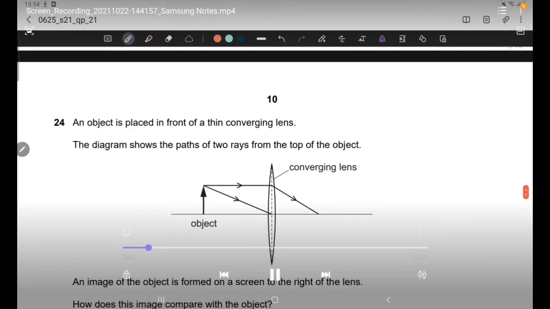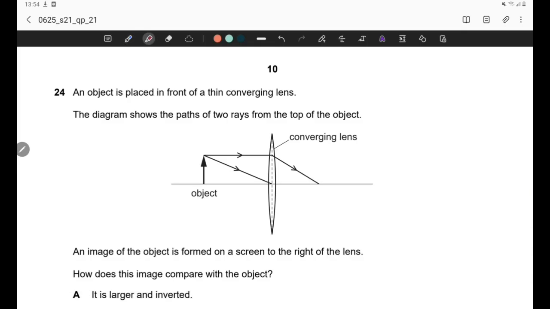Question 24. An object is placed in front of a thin converging lens. The diagram shows the path of two rays from the top of the object. An image of the object is formed on the screen to the right of the lens. How does this image compare with the object?